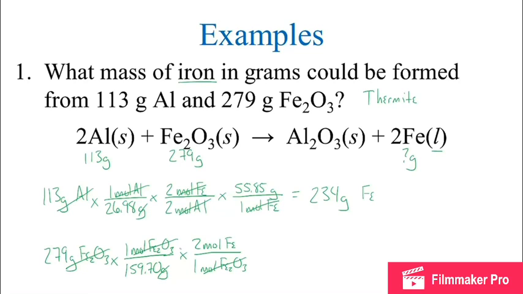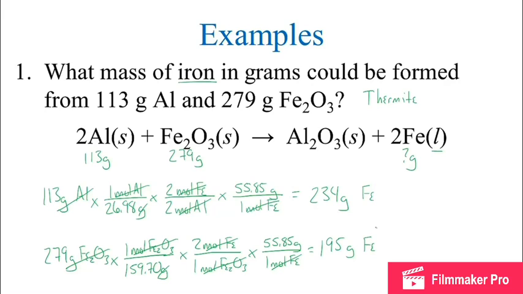So moles of iron 3 oxide cancels. Well, again, the molar mass is 55.85 grams per 1 mole of iron. So moles of iron cancels. And this again is 3 sig figs, 5 sig figs, exact, and 4 sig figs. So the answer must have 3, so 195 grams of iron.